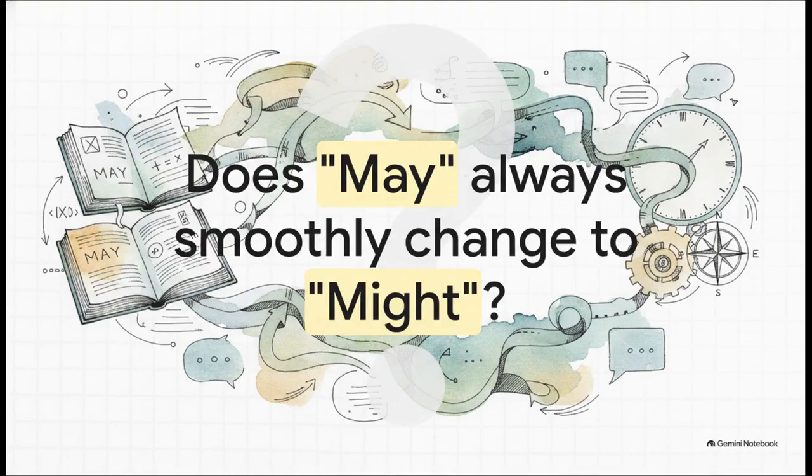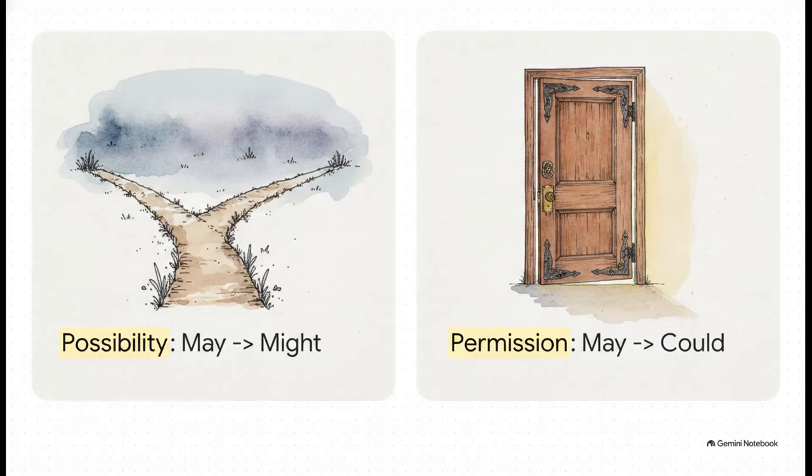Bringing us to our final grammar myth to bust today, does the word may always just smoothly convert over to might? Well, just like shall, context completely changes the game here. Context is literally everything. If you're using may to talk about the possibility of something happening, like maybe being late, then yeah, it becomes might. But if you're using may to ask for or grant permission, it transforms into could. So, may I come in becomes, he asked if he could come in.